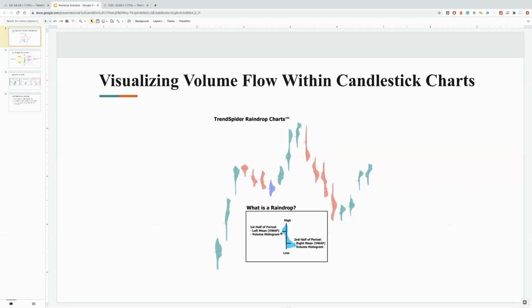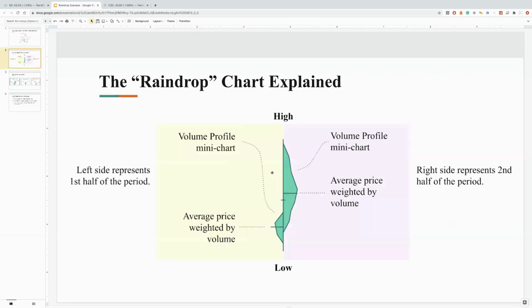So on the left-hand side here, you can see this bulge. That is the first half of the day. As I mentioned, the left bar is your VWAP. However, the little squiggly line here is the actual volume profile for the first half of the day. And then, as I mentioned, the right side is the second half of the day's VWAP with the volume histogram as well. So it's something that really allows you to dig deep and not have to do a ton of work going into smaller time frames. You get all of that information in one daily candle.